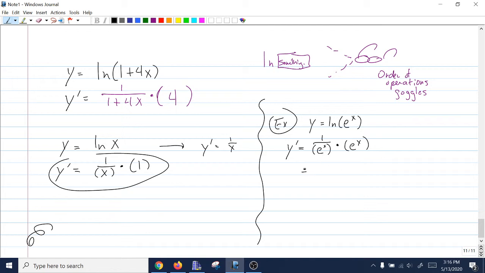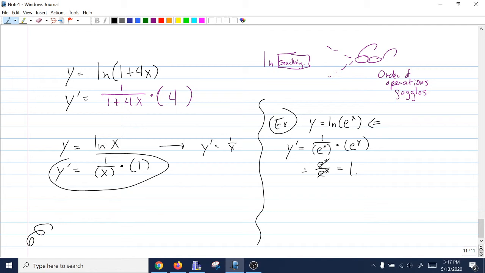This makes e to the x over e to the x, which cancels and leaves 1. The derivative of this thing is 1? That's surprising, for a complicated function to have a derivative as simple as 1.